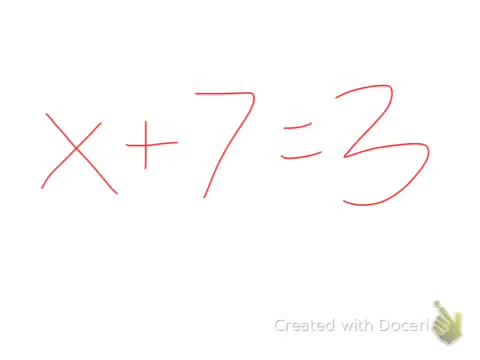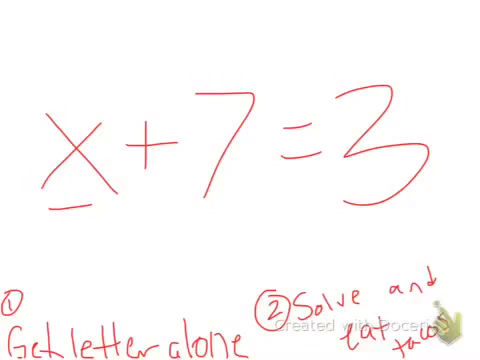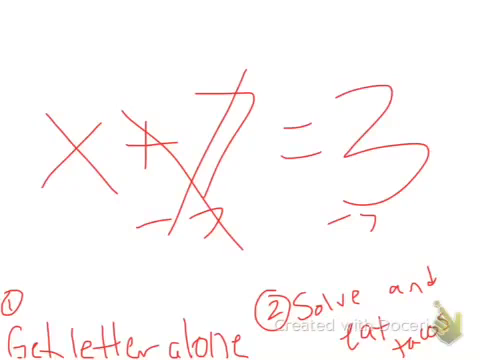So the first thing we need to do, remember, always in algebra, is get that letter alone. Right now, what we're doing to that x is we are adding 7 to it. So what we need to do is subtract 7 from each side. That'll cancel out. Now it's important to be able to rewrite this, otherwise you're just going to confuse yourself. Then it's x equals 3 minus 7.